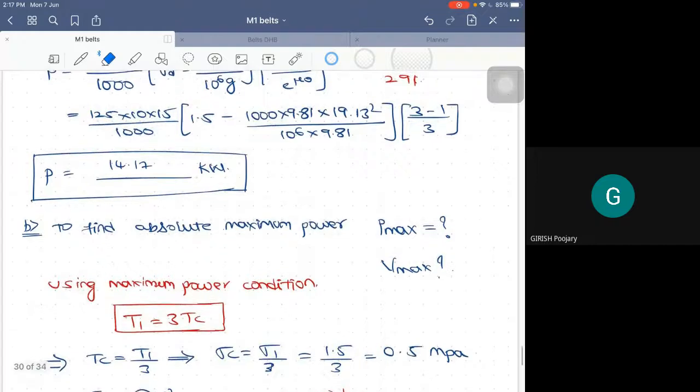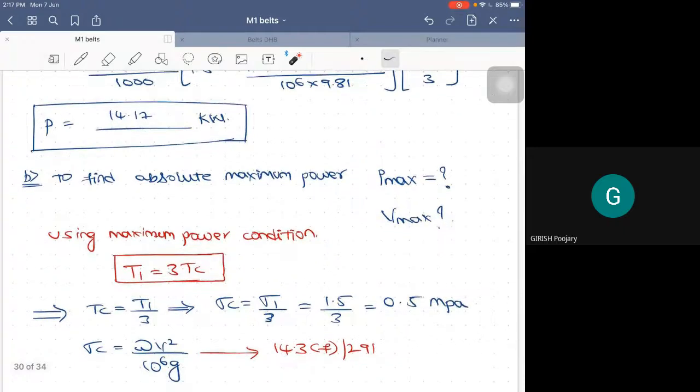Similarly, if I want the value of Tc, what should I do? I should do T1 by 3. Similarly, it goes for the stress also. If I want the value of sigma c, I have to do sigma 1 divided by 3. That is, 1.5 is the value of sigma 1, isn't it? Divided by 3, so it is 0.5 megapascal.